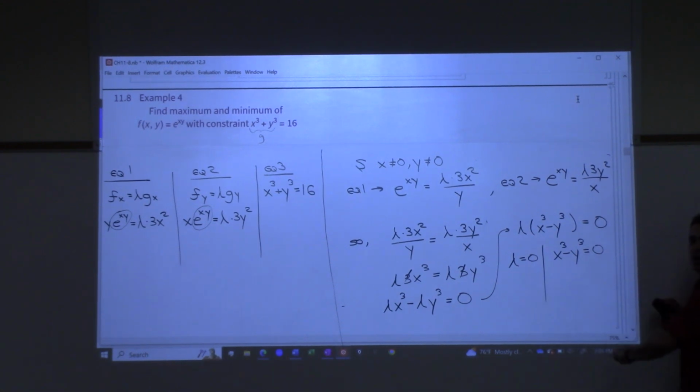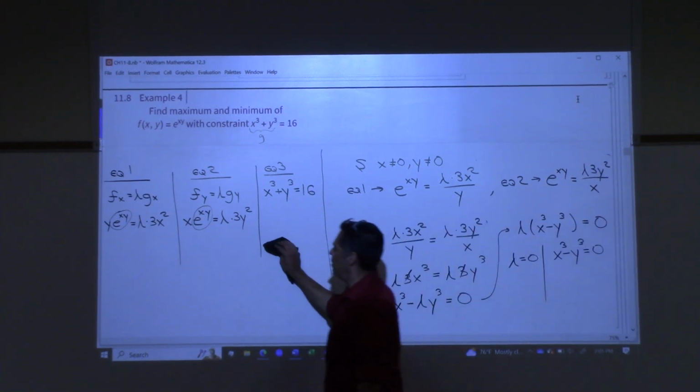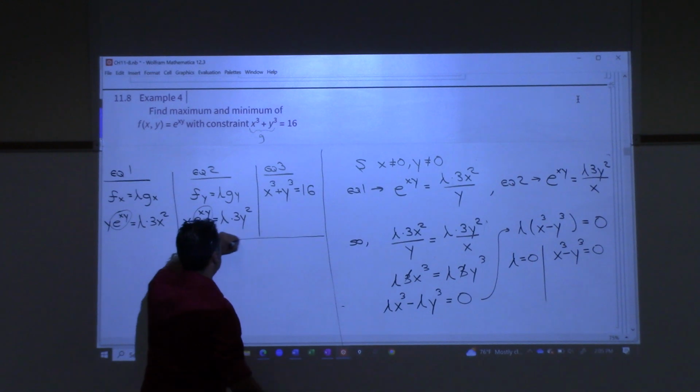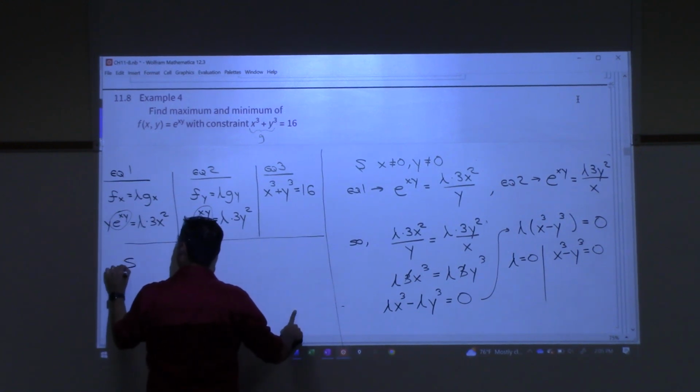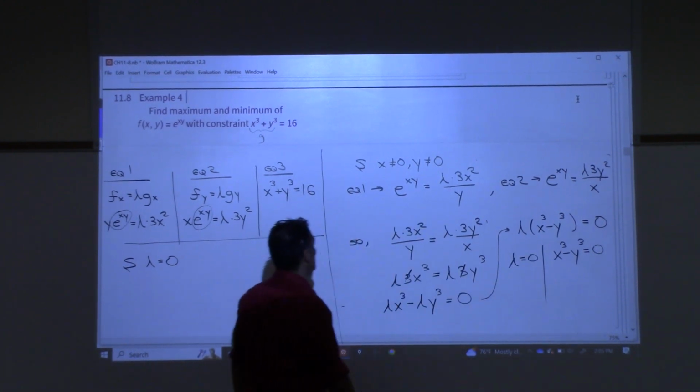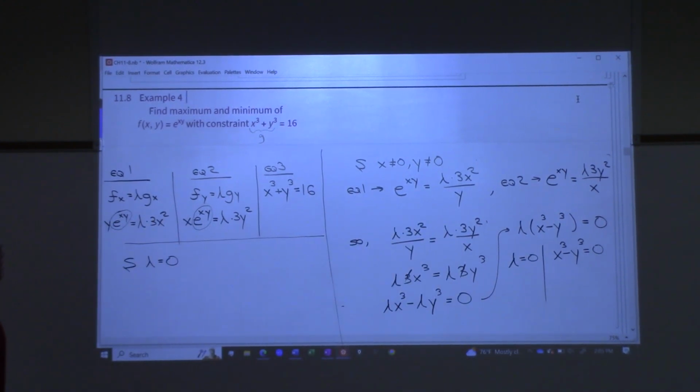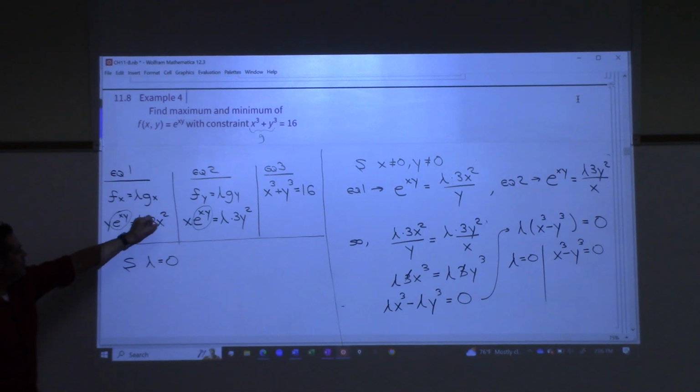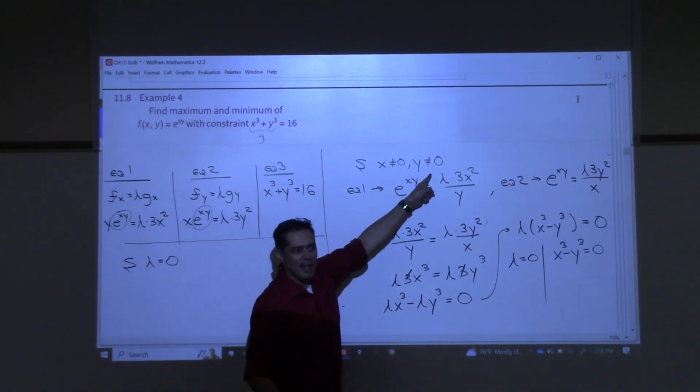These are my two scenarios, right? Let's look at each one. I think I'm going to do them under here. Suppose lambda is 0. I'm looking at each of these scenarios. If lambda is 0, what does that mean? Lambda is 0, that's 0, which would mean that what? Y would have to be 0, which we already said, what? Y is not 0. So that's a contradiction.